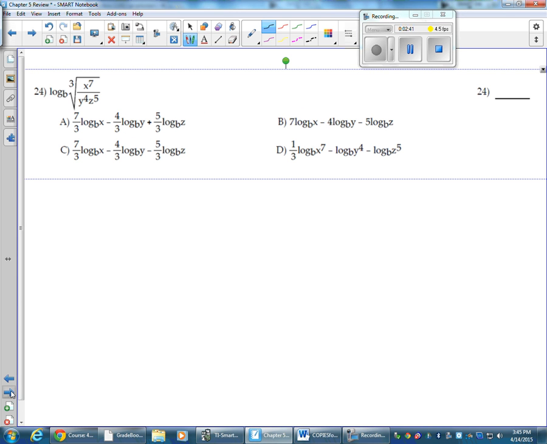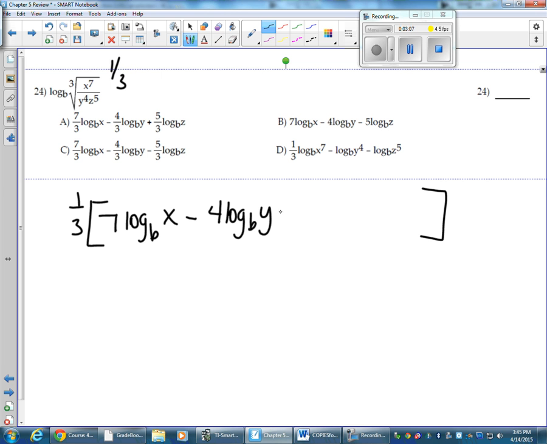Number 24. All right, so here I have a cube root, which is really a 1/3 power, same thing. So I'm going to take a 1/3 to the front, and it's going to be times all of this stuff, and I'll worry about distributing it once I get everything expanded. So I'm going to have, since it's x to the 7th, that's going to be 7 log base b of x. And then minus, since it's y to the 4th, that's going to be 4 log base b of y. And also another minus 5 log base b of z.